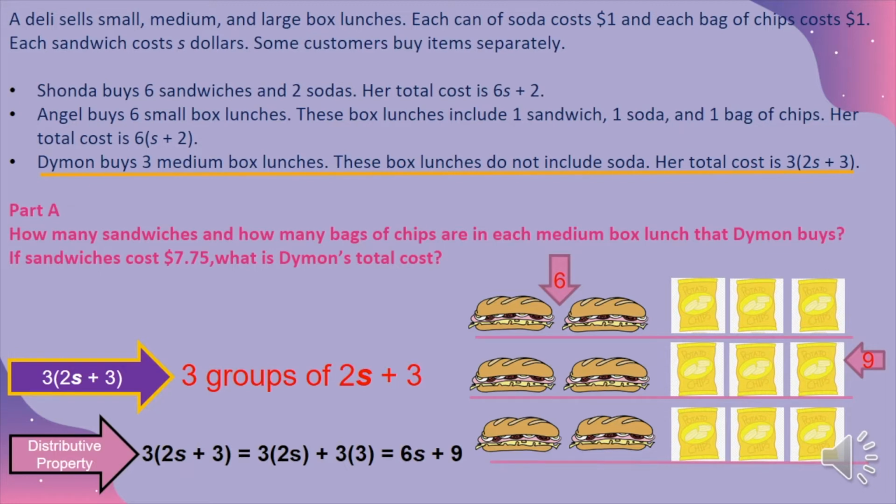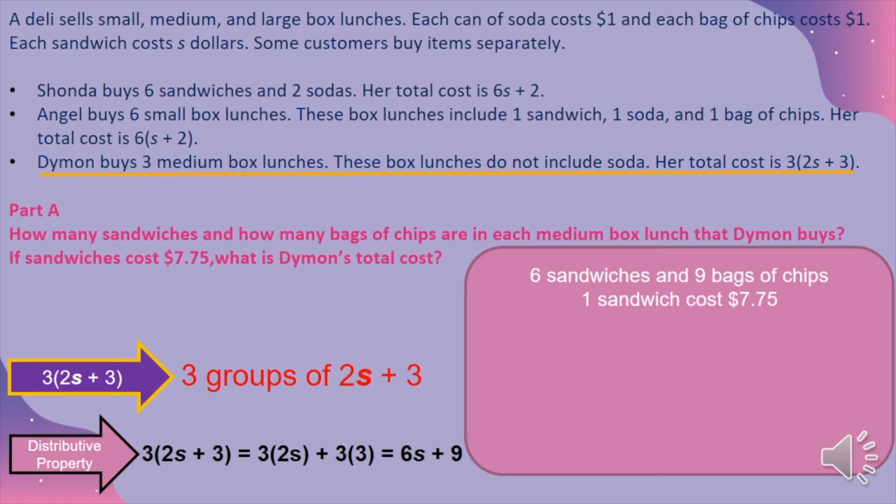In Part A, it says if sandwiches cost $7.75, what is Diamond's total cost? Well, remember, we have 6 sandwiches and we have 9 bags of chips. Also in the problem, it tells us that each bag of chips costs $1. So now let's determine the total cost. Remember, included in the 3 medium box lunches, there's 6 sandwiches and 9 bags of chips. 1 sandwich costs $7.75. To find the total amount for the 6 sandwiches, we multiply $7.75 and 6.